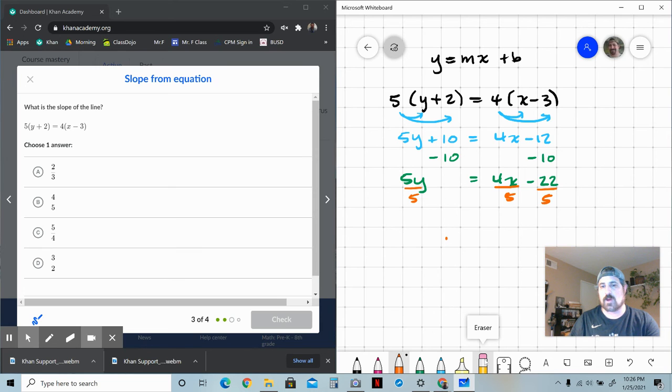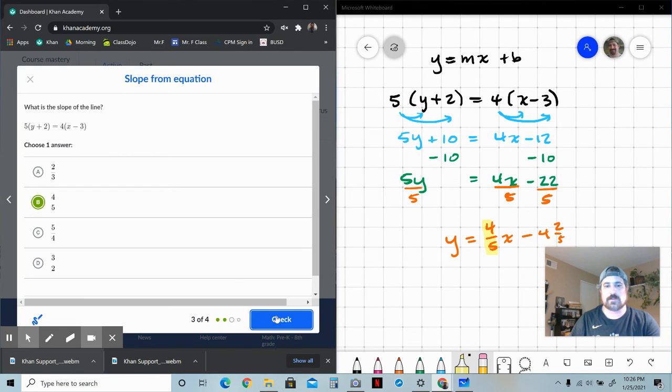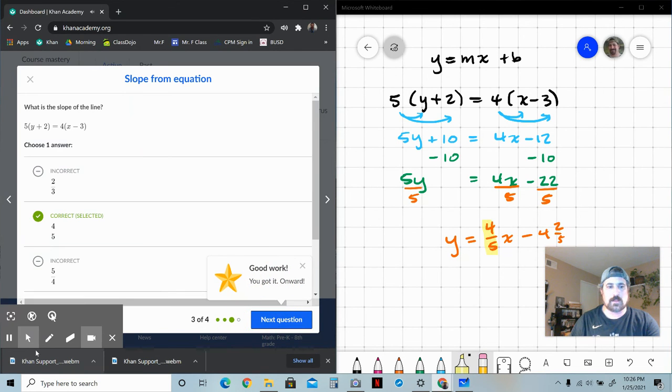And you're going to get y is equal to 4/5 x, so positive 4/5 x, and then minus 22/5, which is the same as minus 4 2/5. And this is your y-intercept. This is your slope right here. So your slope is the coefficient of x in y equals mx plus b. So that's positive 4/5.